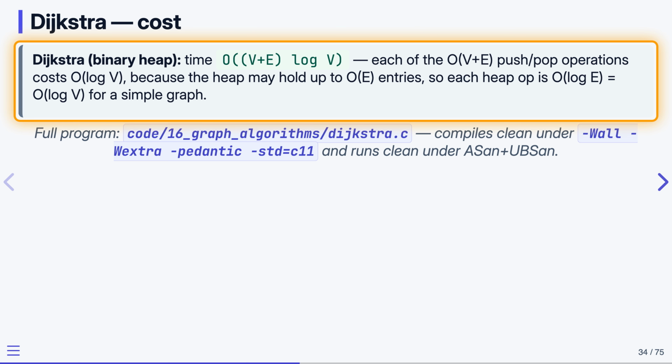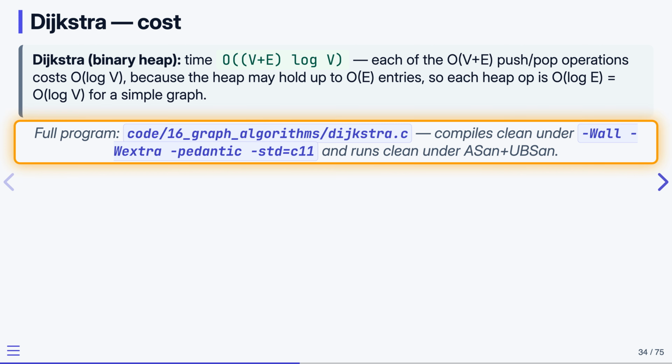The cost is big O of (V plus E) times log V. Each of the roughly V plus E push and pop operations costs big O of log V, because the heap may hold up to big O of E entries. So each heap operation is big O of log E, which is log V for a simple graph. The full program compiles clean under the strict warning flags, and runs clean under the address and undefined behavior sanitizers.